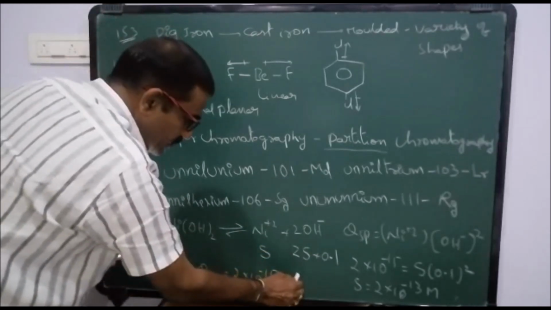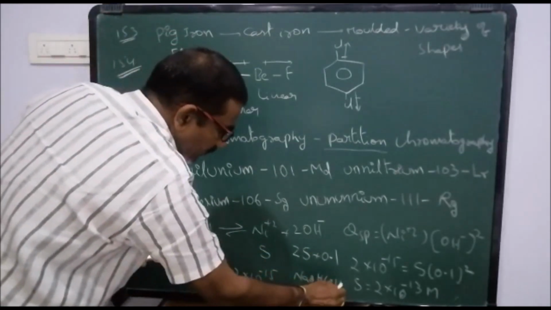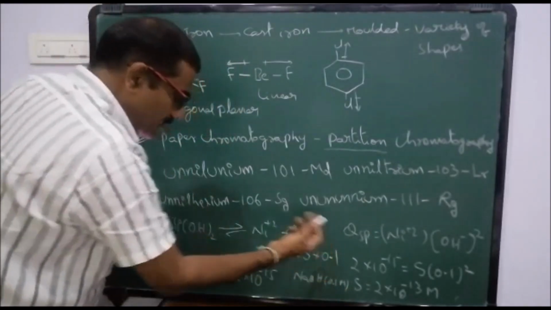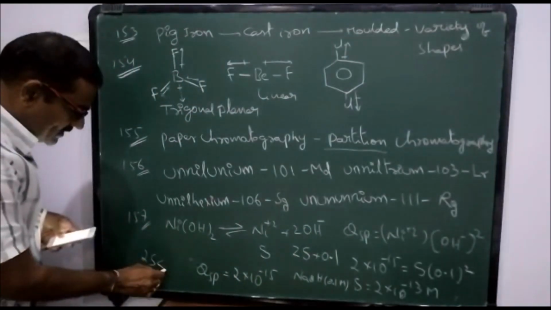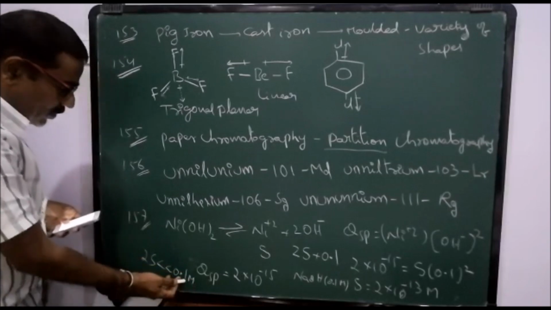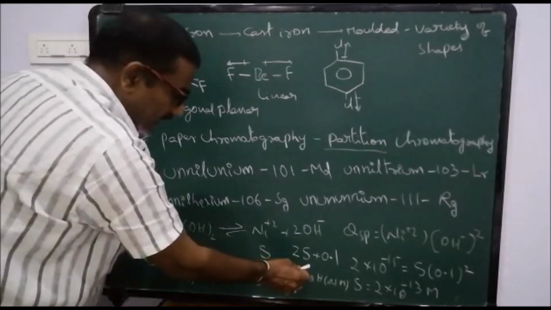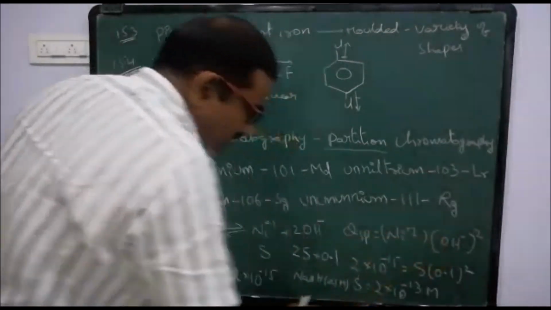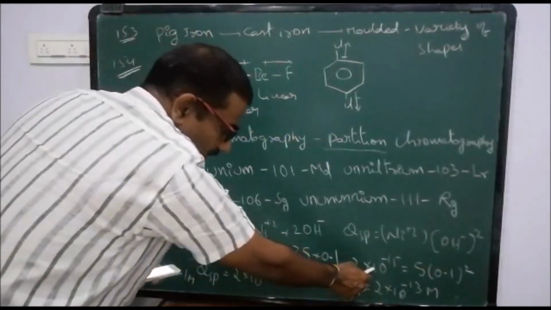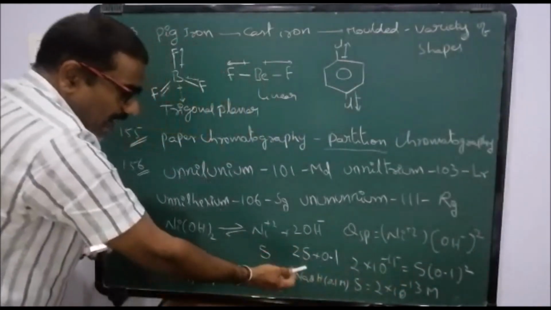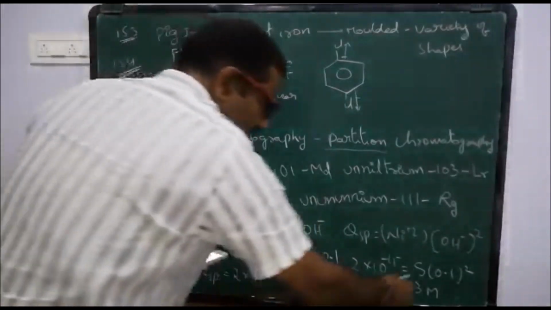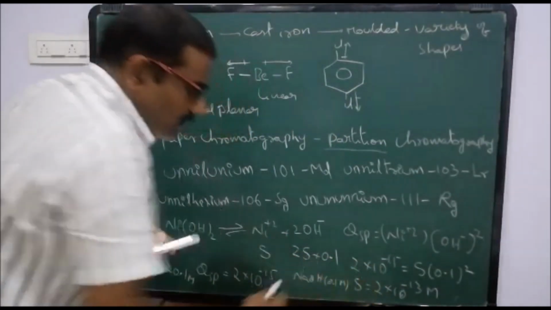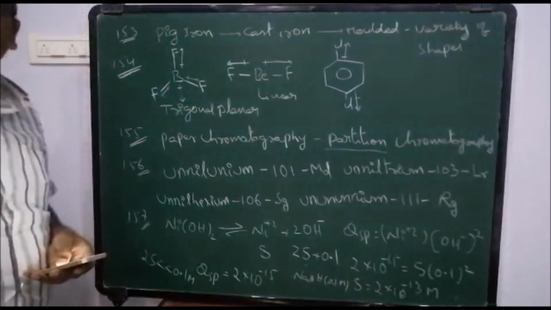But in the presence of 0.1 M NaOH, we have to consider the concentration of OH minus as 2S plus 0.1. But as 2S is much less than 0.1 M in comparison, we can neglect the 2S in the calculation of Qsp. Here Qsp is equal to Ni2+ concentration into OH minus concentration squared. By substituting the values, 2 into 10 power minus 15 is equal to solubility into 0.1, as we took 0.1 as the concentration of OH minus, 0.1 whole squared, so that on calculation you get the solubility equal to 2 into 10 power minus 13 M.